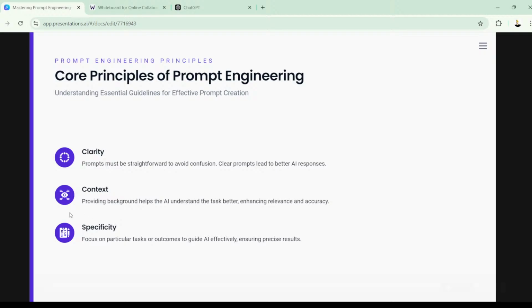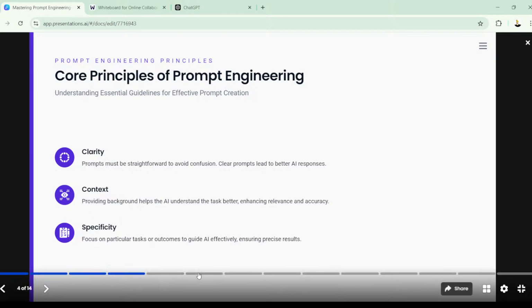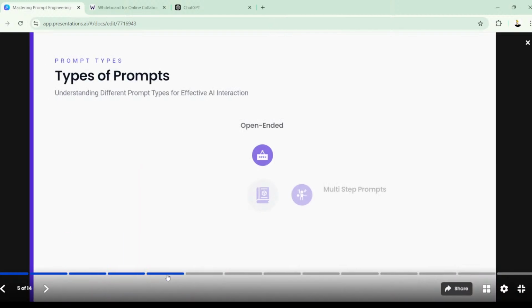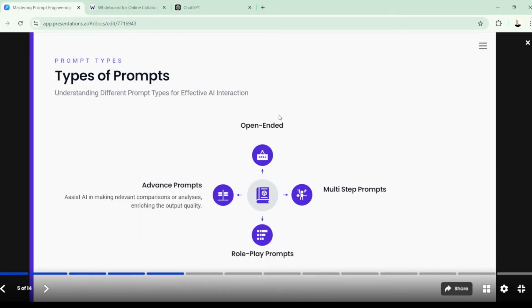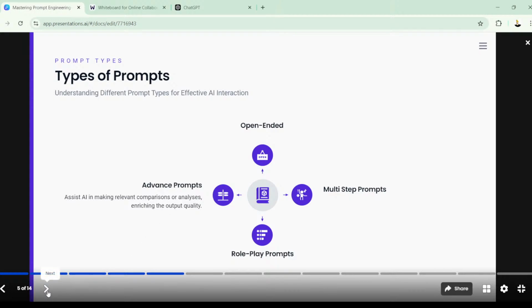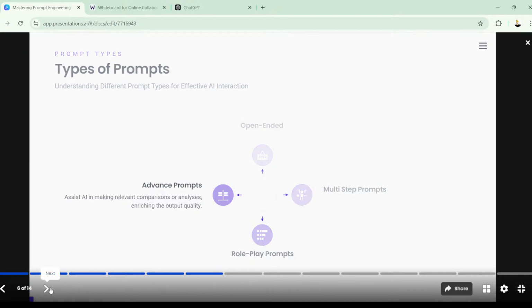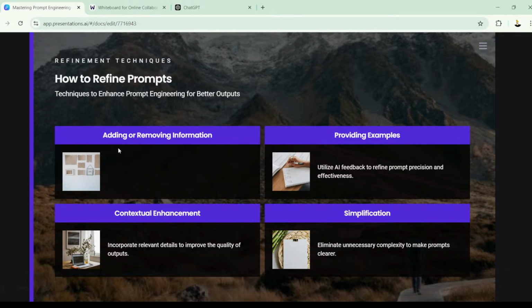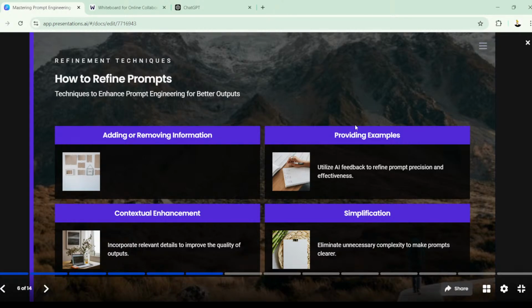right? After giving your prompt, if you haven't got the desired answer, then you have to move on to the technique part, right? Use any one of these techniques if you haven't got your desired answer. You can use multi-step prompt, role play, or advanced prompts like we discussed: zero shot, few shots, and chain of thought. If you still want to improve the output, move to the next step, which is refining it. Refining it means adding or removing information or providing examples.